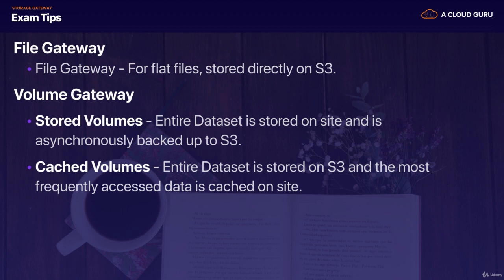With stored volumes, the entire data set is stored on site. So that's the difference. Stored volumes is where you've got your entire data set on site. Cached volumes is where you've only got your most frequently accessed data cached on site. And then we also have Gateway Virtual Tape Library. And like I said, we were talking about these being virtual appliances or virtual machines. You can also get physical storage gateway appliances now as well.